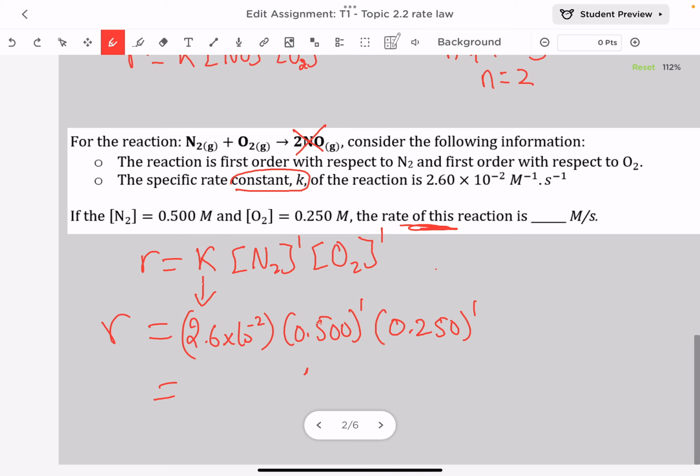So we multiply and we get the answer. And the final answer is going to be 3.25 times 10 to the power negative 3 molar per second. That's the unit of the rate law.